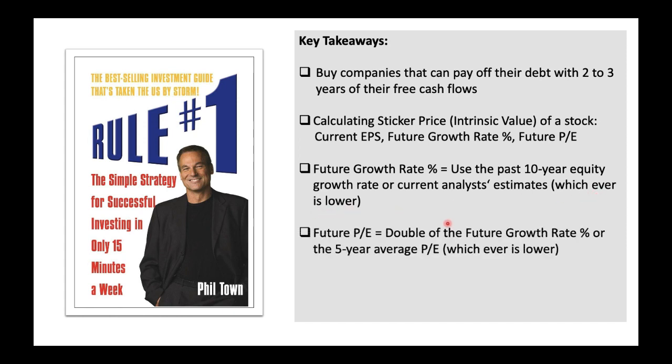For the future PE, Phil suggests that you should double the future growth rate percentage that we got here, or you can use the 5-year average PE that the company has had in the last 5 years, the average PE. And again, you have to be conservative, so whichever is lower of the two. So I'll show you how this valuation method actually works, and I'll use an example of Facebook to calculate the sticker price using this model.